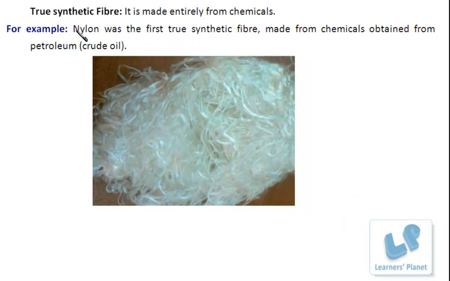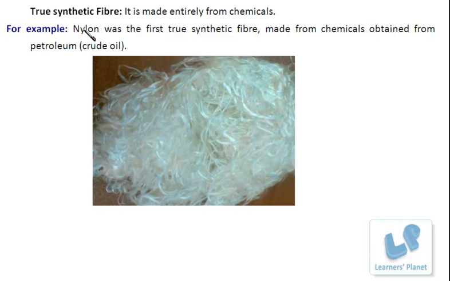True synthetic fiber, that is, it is made entirely from chemicals, right? So synthetic fibers again fall in two categories. One is regenerated synthetic fiber and the other is true synthetic fiber. Regenerated synthetic fiber, how is it made? It is made by chemically processing the natural fiber. Whereas true synthetic fiber is entirely obtained from chemicals, or it is made entirely from chemicals.